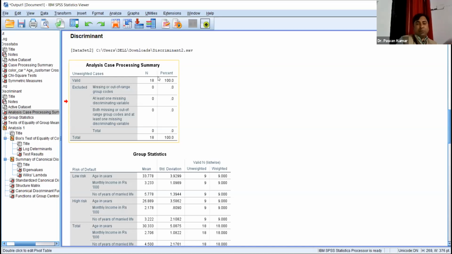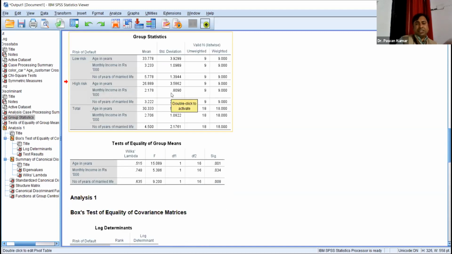First is the case processing summary, which will tell you the missing value. And this is very simple, I think, descriptive. You should already know that this is the mean, this is the standard deviation of the low risk customer, this is the mean and standard deviation of the high risk customer according to the age, monthly income, and number of years.